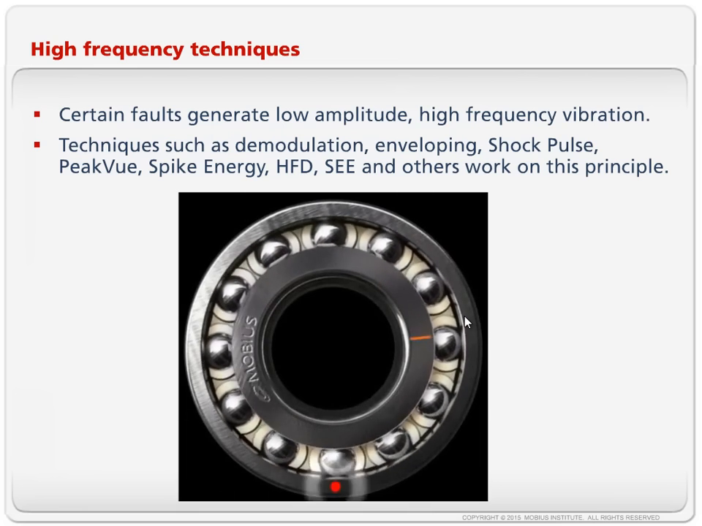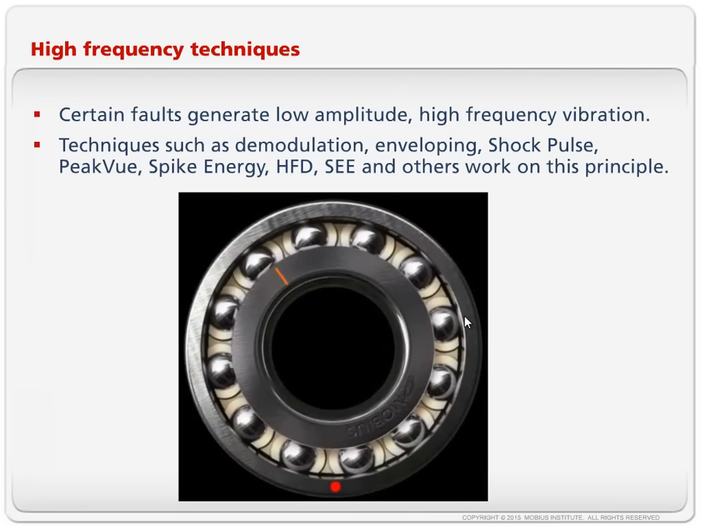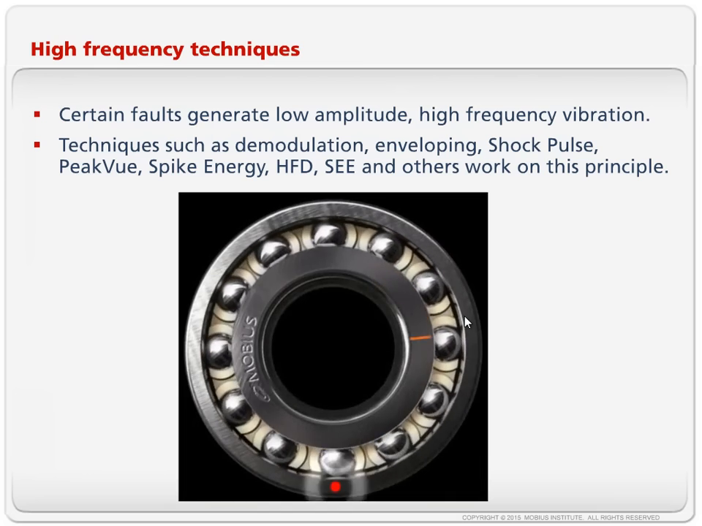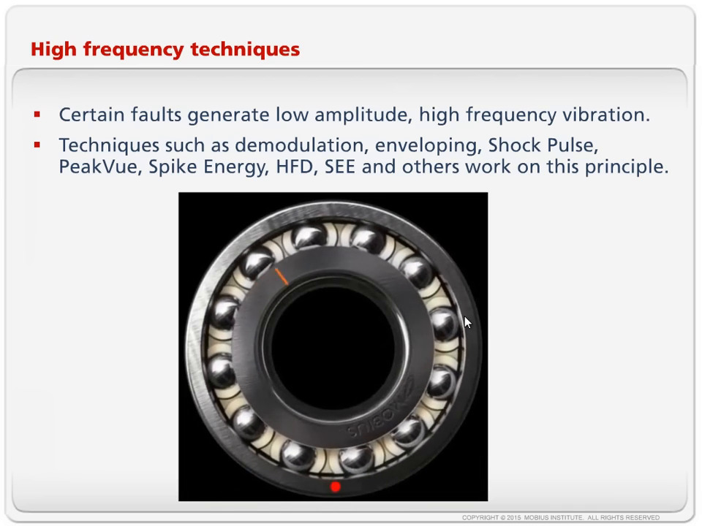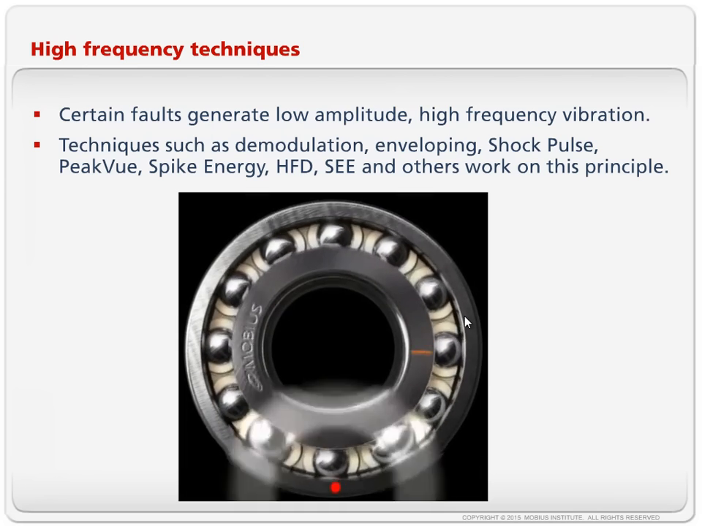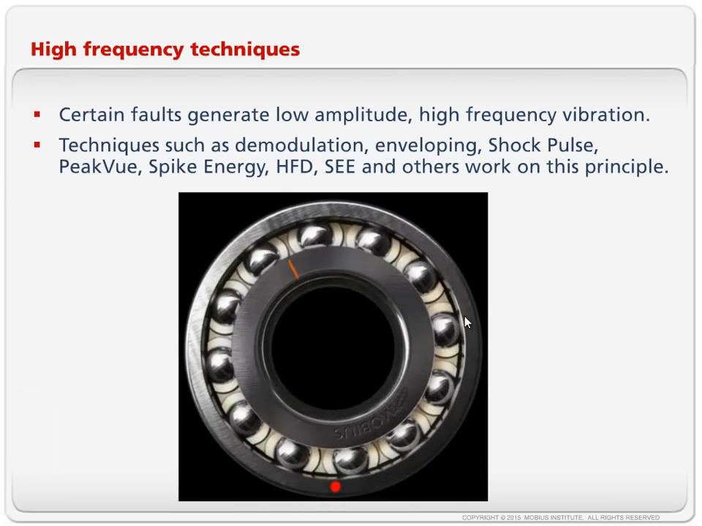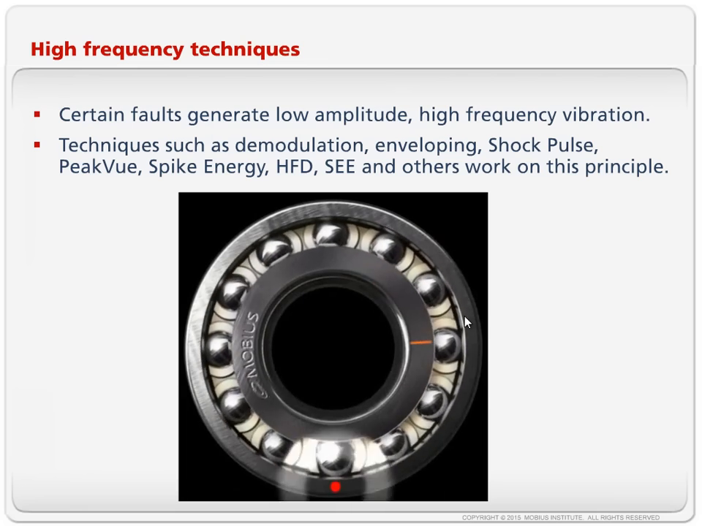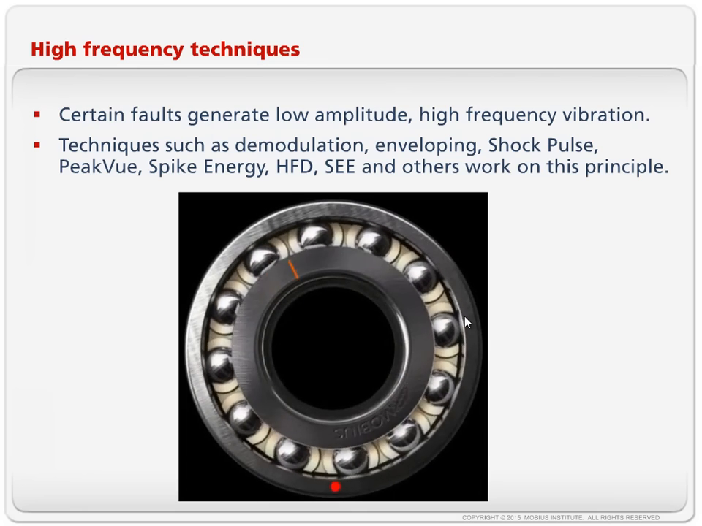The first thing they do is they filter away all the high amplitude, low frequency vibration, the normal stuff we would expect to see in a spectrum. That is much higher amplitude compared to what we're looking at with these stress waves and so on. So we filter all that away to get rid of it, and then we just focus our attention on the high frequency, low amplitude vibration.